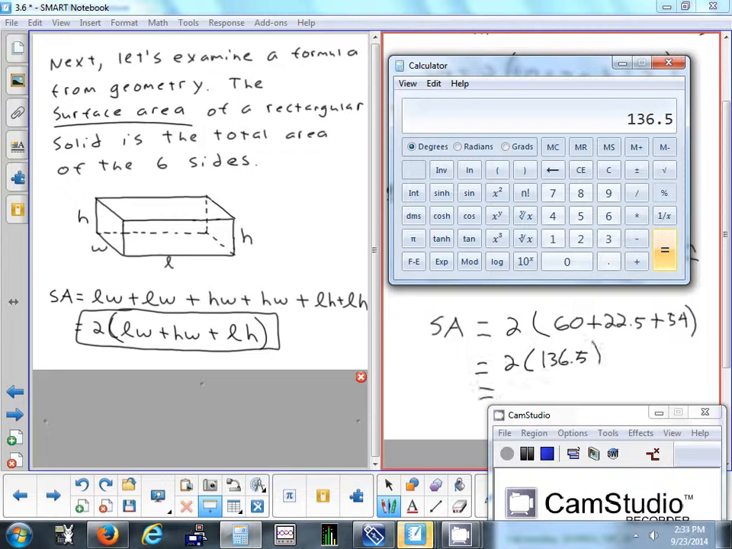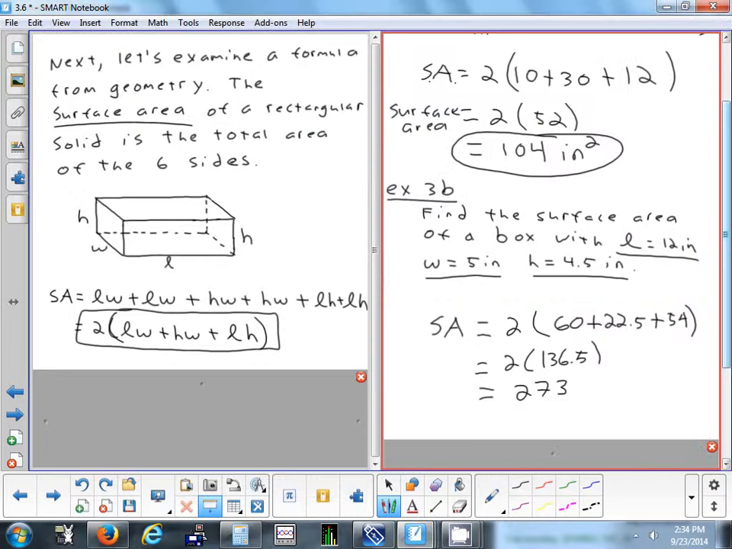Okay, and what's my last step? Multiply by 2. Multiply by 2, good. So we get 273 what? Inches squared. Good. Any questions on that problem?